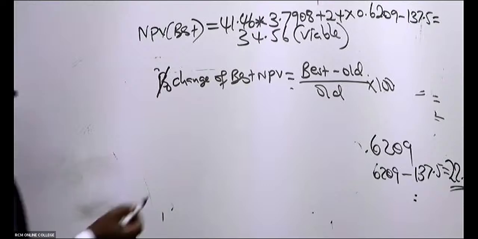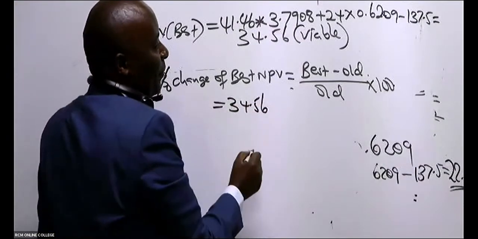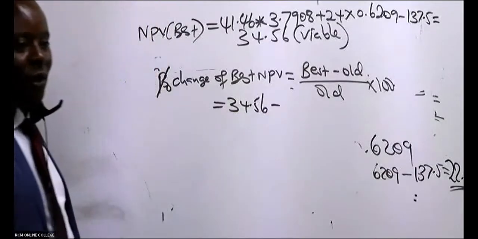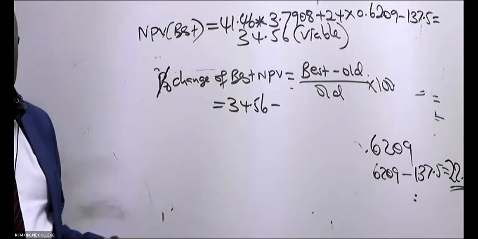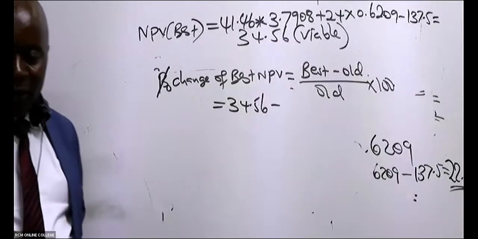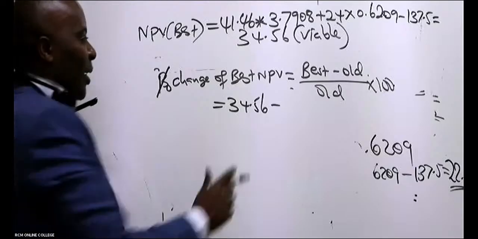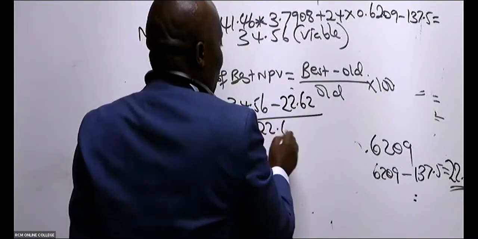So the best NPV, you've given me a figure of 34.56, right? Minus the old one. Old is the original. The one that we got up there, that was the old. Somebody who is able to remind us that figure. The one that we got up there, ladies and gentlemen. 22.62. Divided by the old one again, 22.62.